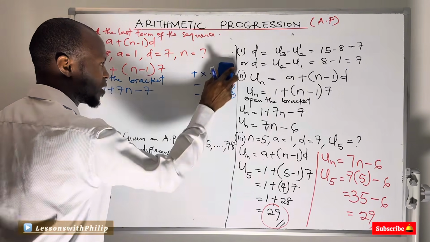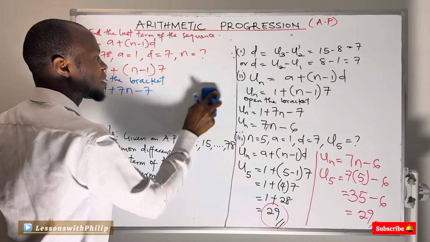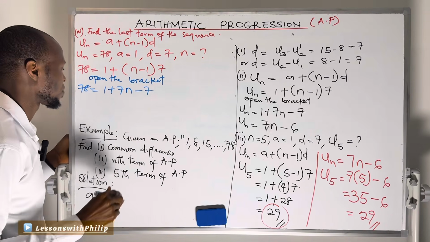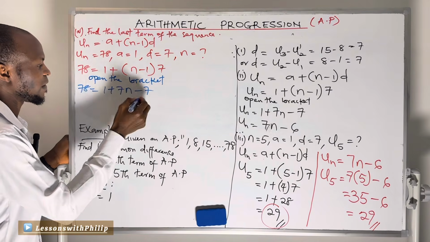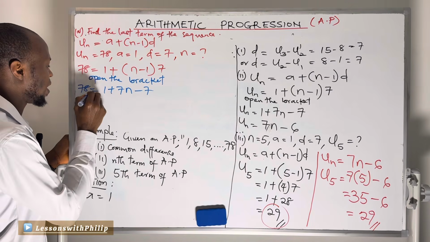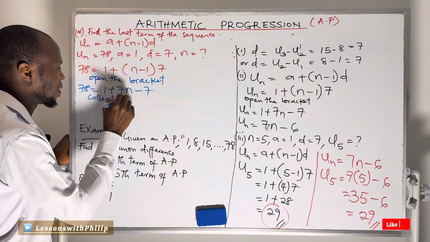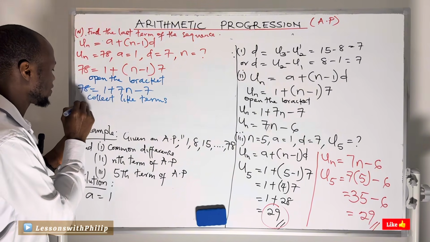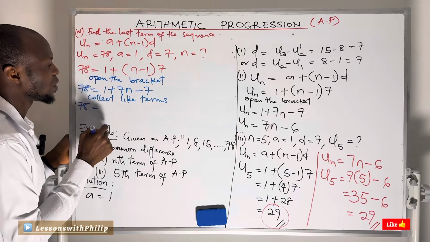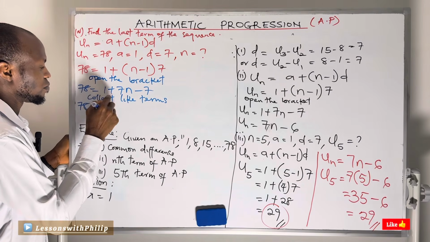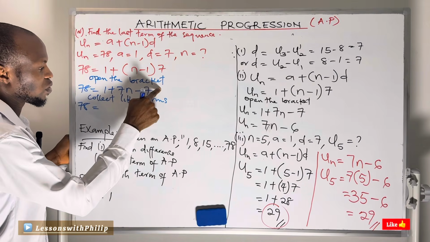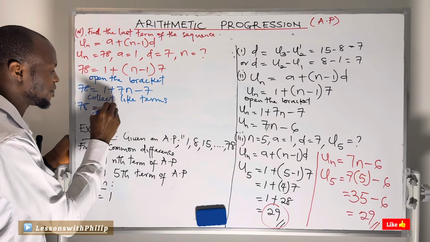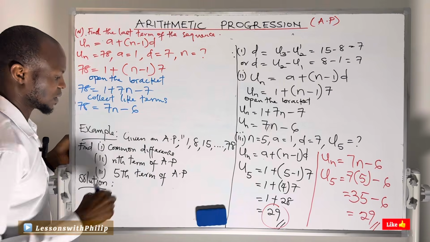Take note, please. So when you are expanding a bracket, always be conversant with your signs. Now my 78, if I collect like terms, my 78 will now be equals to, if you bring 1 to this place, it becomes 7n minus 7 plus 1. And that will be 7n minus 6.